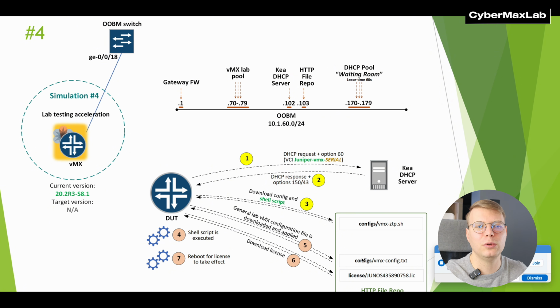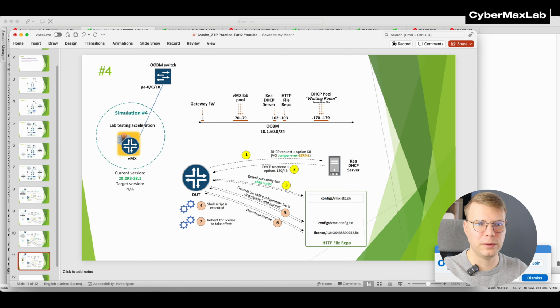first it is going and downloading general configuration for all VMXs. And this is the whole idea. I would like all of them after the deployment to have a very similar general configuration, without unique features between different routers. And then as a next step, it is going and downloading the license file from the file repo, saving it to the proper folder, and step 7, reboot the VMX to take effect. So this is what we'll be doing in scenario 4.